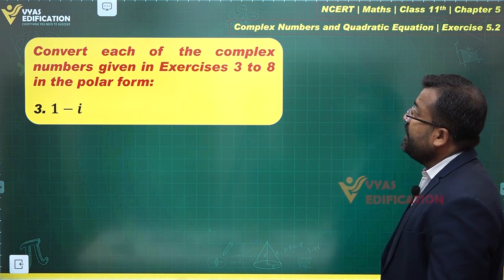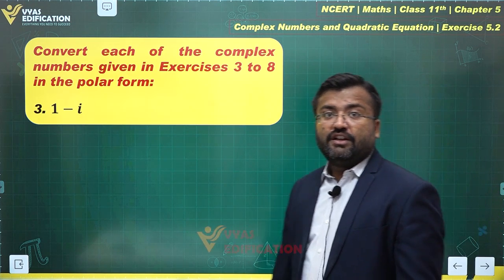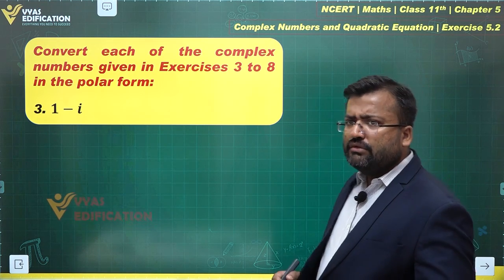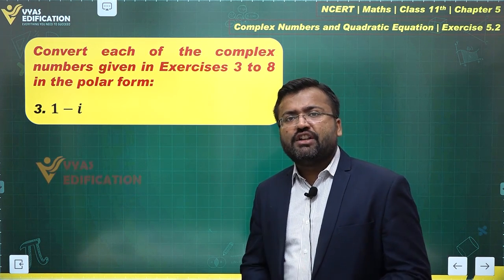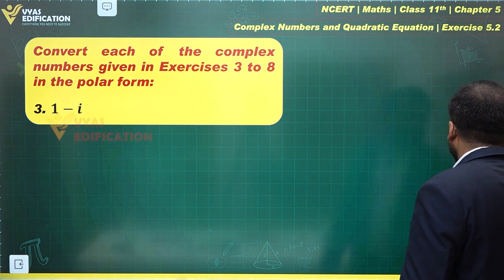Convert each of the complex numbers given in exercises 3 to 8 in the polar form. Now we are supposed to convert this in the polar form. The polar form is similar to finding the modulus and argument.